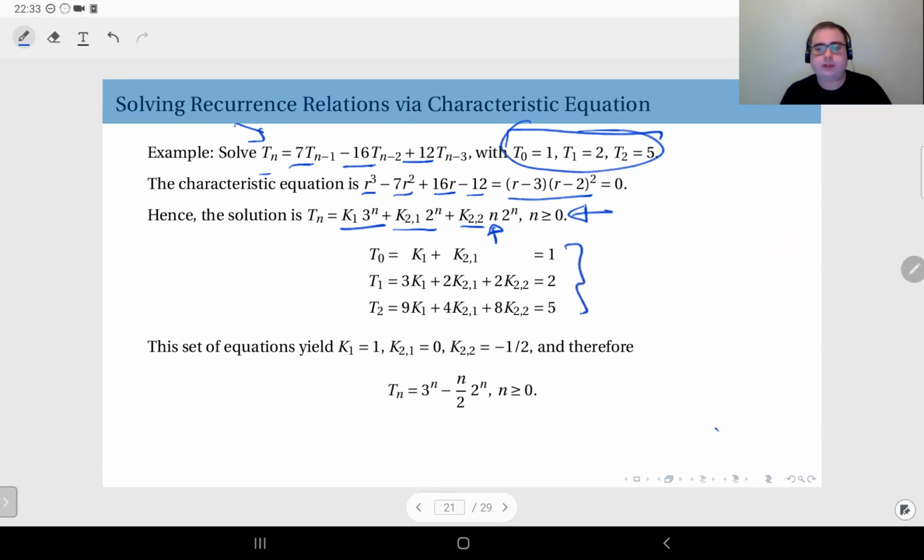This is the set of linear equations that you need to solve, which yields k1 equals 1, k21 equals 0, k22 equals minus 1/2. Therefore, just put them in this equation. You get Tn equals, k1 equals 1, so that's 3 to the power n, plus this, but k21 is 0, so this term vanishes, plus minus 1 half times n times 2 to the power n.